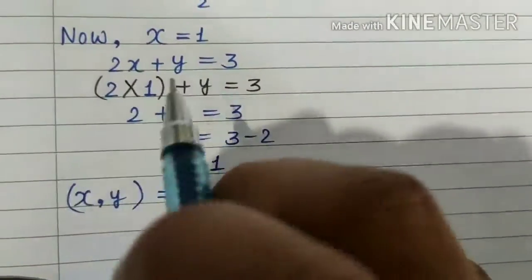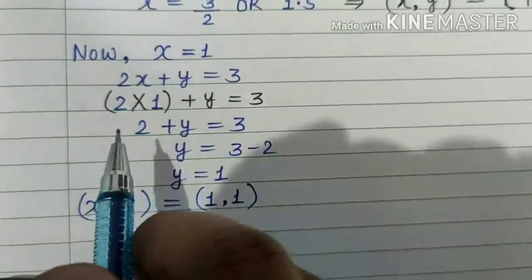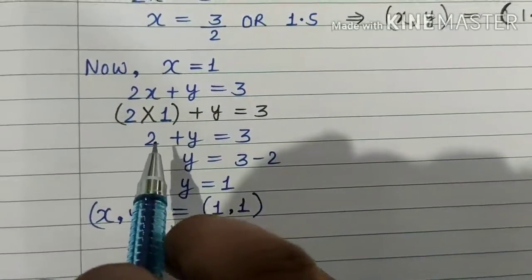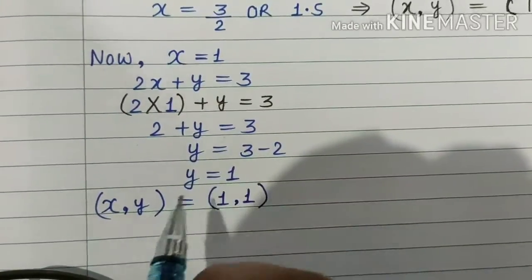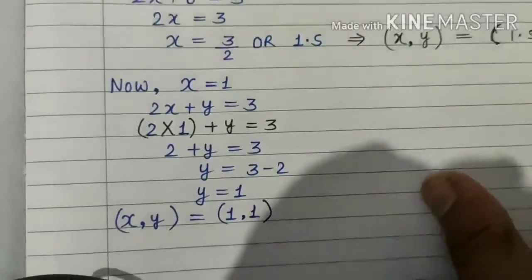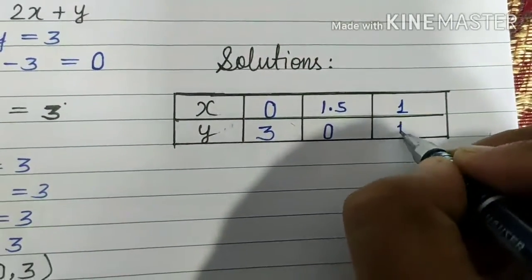So let's now assume x equals 1, so 2x plus y equals 3. It means 2 into 1 plus y equals 3. 2 1 is 2 plus y equals 3. Now this 2 will go to the right hand side. It is right now in plus form, so it will go as minus: 3 minus 2 is 1. We have assumed x is 1, so what is the value of y? That is also 1. So the last solution is 1 comma 1.